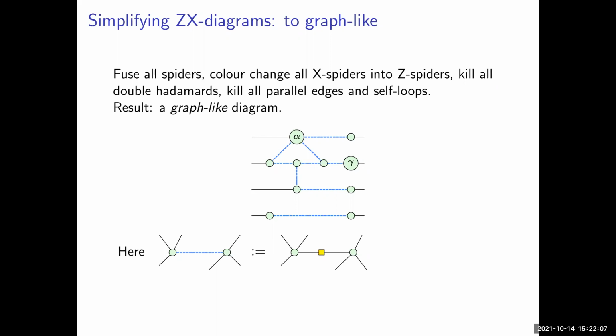We kill all parallel edges, which is with the Hopf rules. If you have two Hadamard edges between spiders, we can get rid of these edges, and we kill all self loops. This is all sort of standard ZX stuff that you can do. And the resulting diagram is something we call graph-like. So it looks something like this. We only have Z spiders. There's no X spiders. Spiders are only connected via these blue edges, which are these edges with a Hadamard on them. And yeah, there's no self loops. There's only maximally one edge between any two pair of spiders. So it's sort of a nice, simple representation which allows for easy, automatic simplification of diagrams.